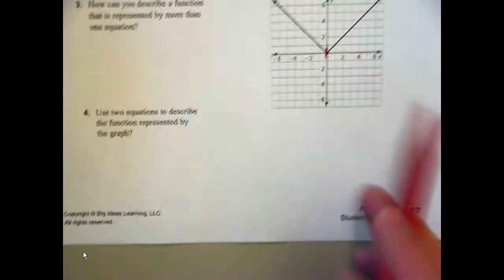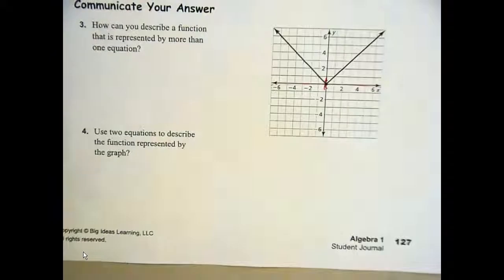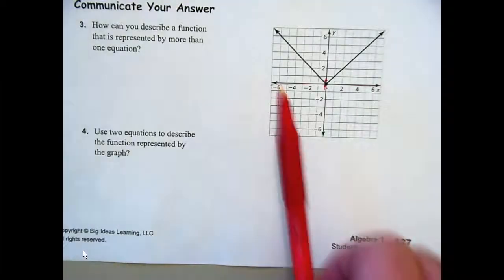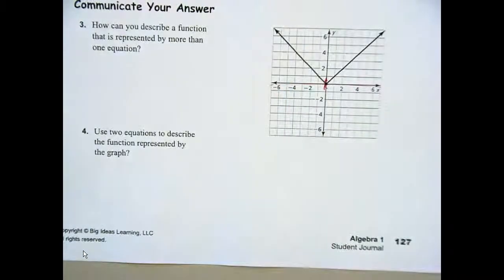I want you to write a function just like we did up here, okay, for this graph. Work with your groupies there. Hey, ladies and gentlemen, you're not allowed to use an absolute value function here. If you recognize it as one, that's great. But you're going to write two functions, okay? You're going to write two equations to describe the function. All right.